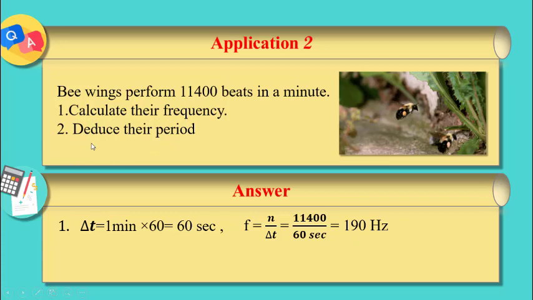In the second part, you are asked to deduce the period of the wings motion. Since you are asked to deduce, then you need to refer back to the answers obtained in the previous part. In this case, you are obligated to use the formula T is equal to 1 over F, and the period of this motion is equal to 0.005 seconds.